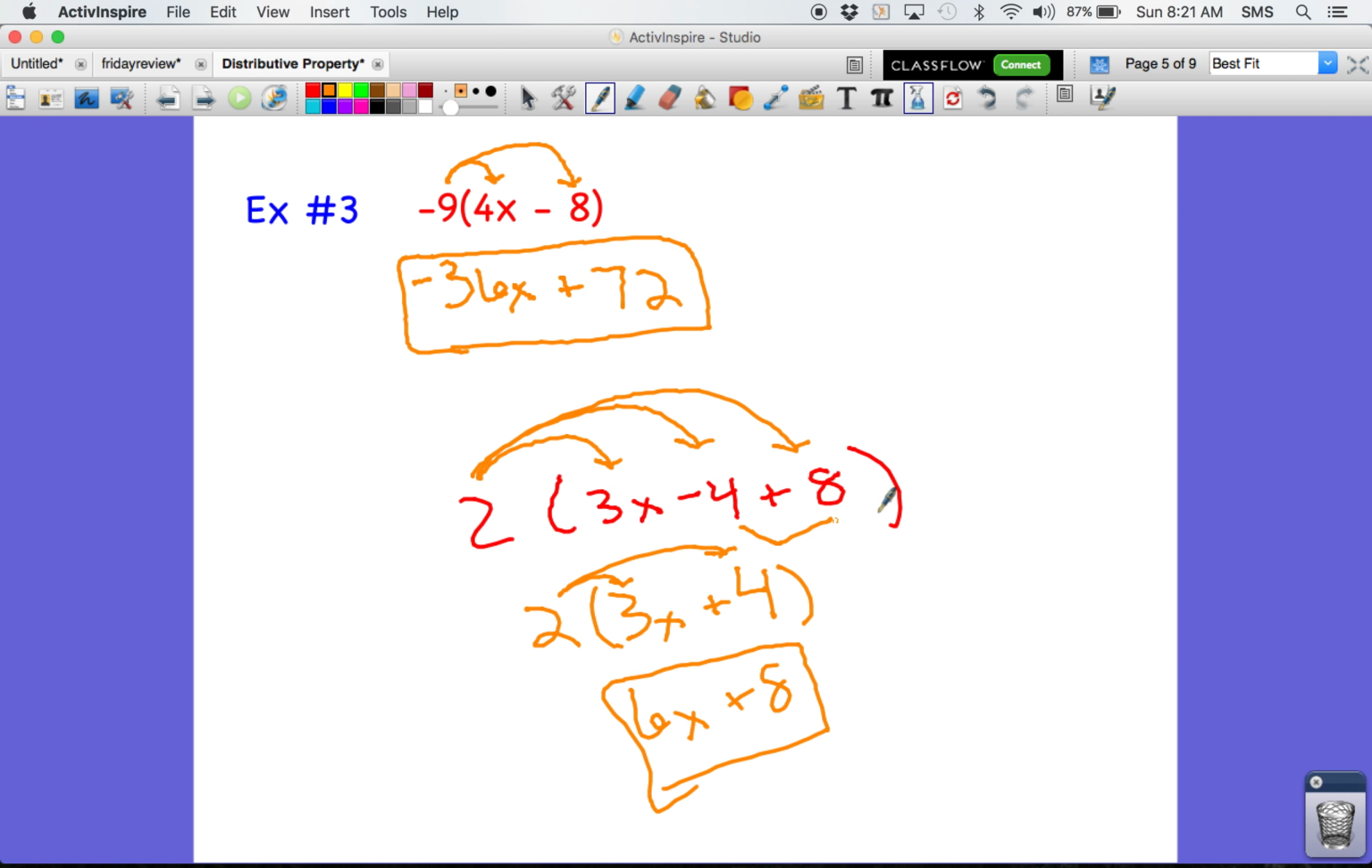Had I done it up here, I would have the same exact answer. 2 times 3x is 6x. 2 times negative 4 is negative 8. 2 times positive 8 is positive 16. Then I would still have to combine, though, my like terms right here to simplify. I still have to combine 16 and negative 8 to get positive 8. So just be aware of that if you see more than 2 terms inside of the parentheses, to simplify and then use the distributive property, and it'll make your life just a little bit easier.